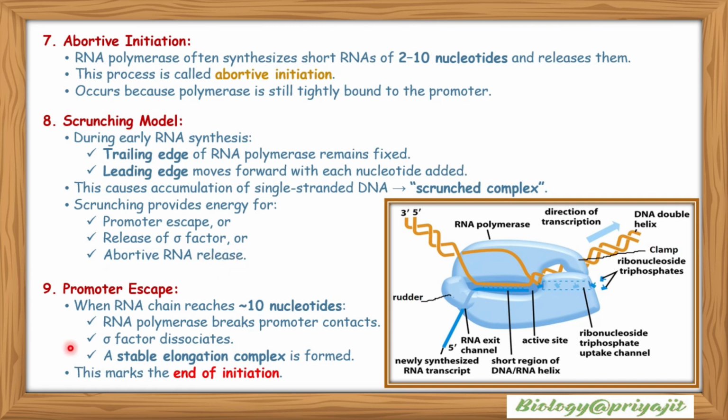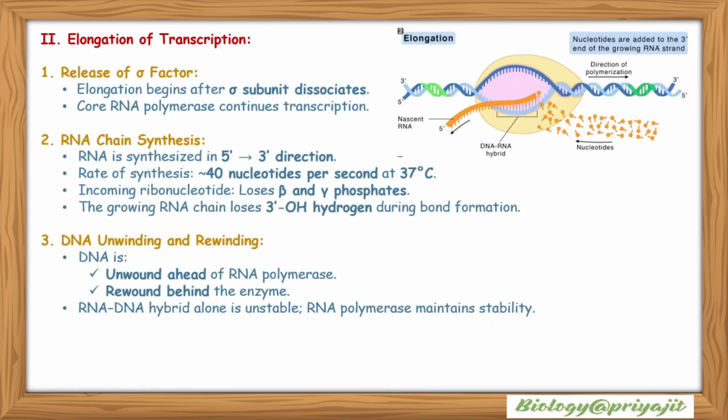Promoter escape: what happens when the RNA chain reaches approximately 10 nucleotides? Then RNA polymerase breaks promoter contacts. Sigma factor then dissociates and the stable elongation complex is formed. This marks the end of initiation. So this is the enzyme, this is the active site of the enzyme where RNA polymerase binds, and this is the direction of transcription. So elongation of transcription, what happens?